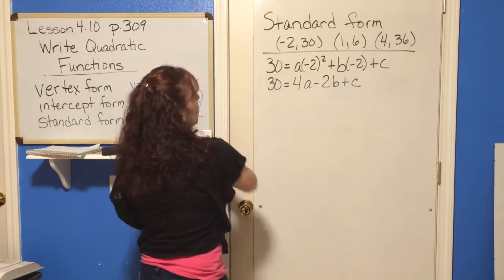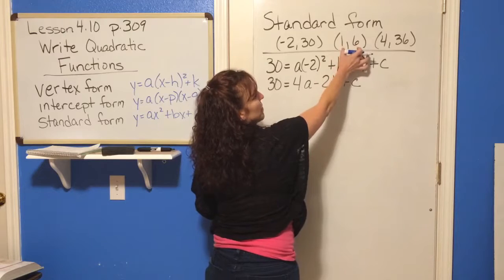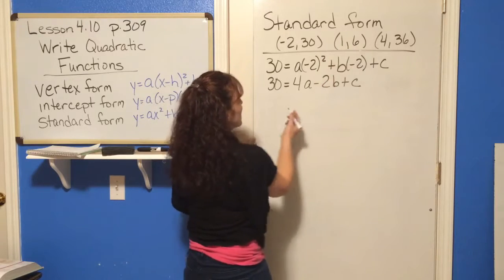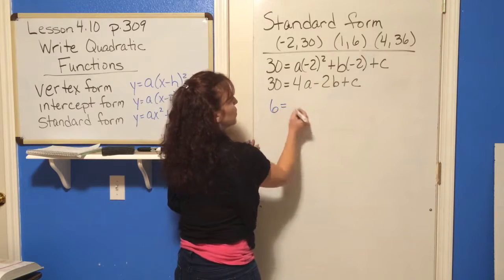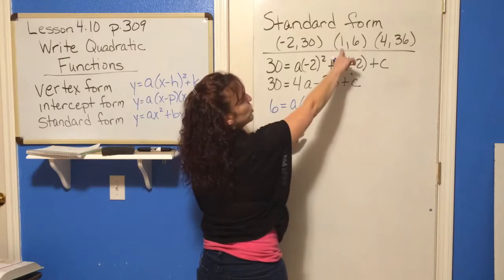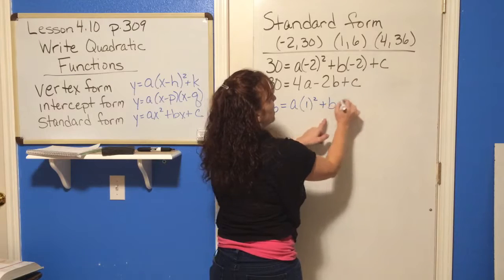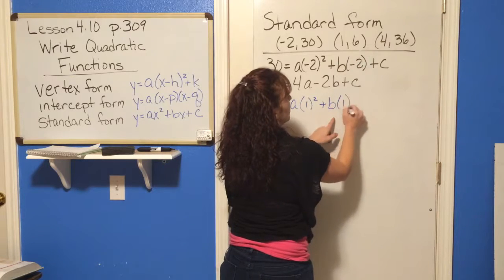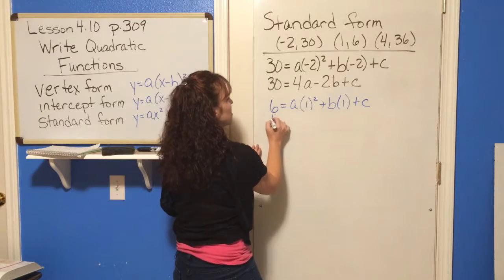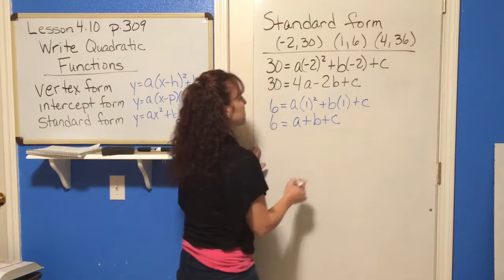All right, then use the second point on your parabola and do the same thing. Y is 6, so 6 equals a times your x squared plus b times your x plus c. You see where I'm going? And now simplify that. So now 6 equals a plus b plus c.